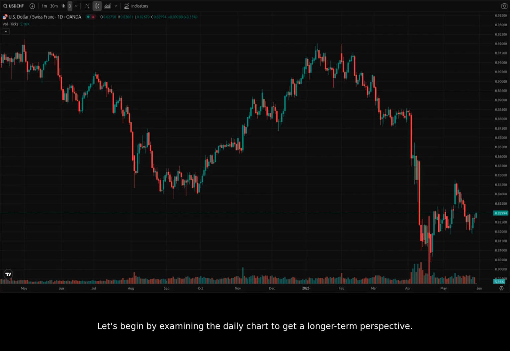Let's begin by examining the daily chart to get a longer-term perspective. Looking at the one-day chart, we see a substantial downward trend developing since the beginning of the year. We can observe a decline from approximately 0.915 in January 2025 to the current level around 0.827. There's been a recent bounce from 0.82, but it's still within the larger downtrend.